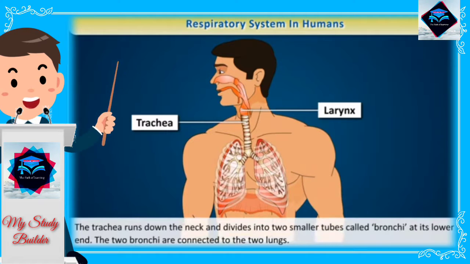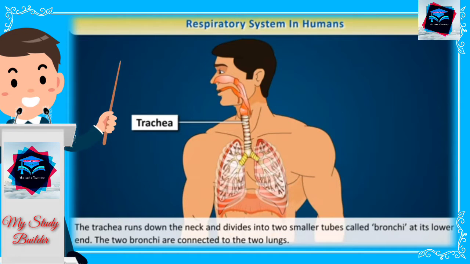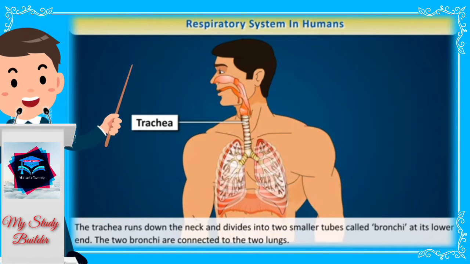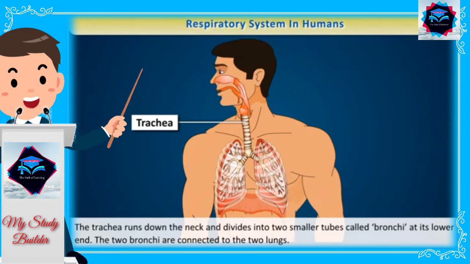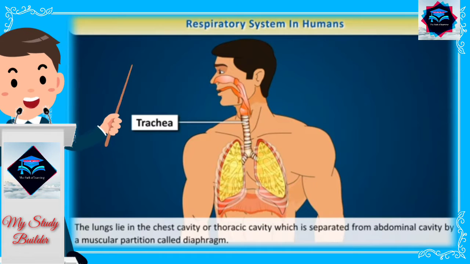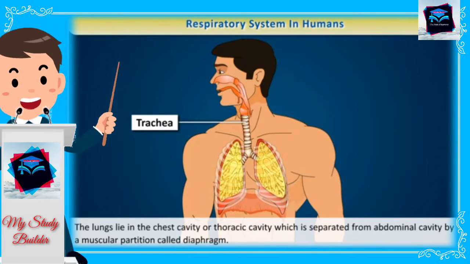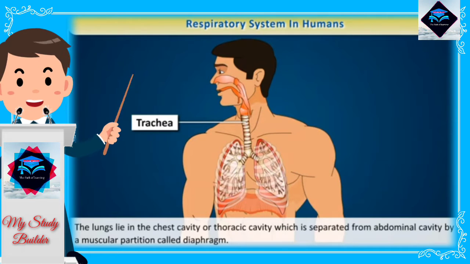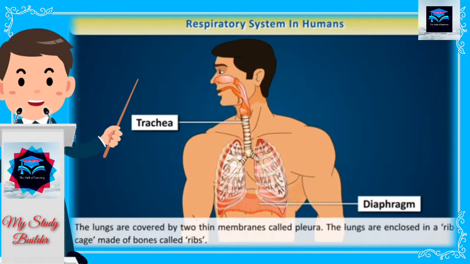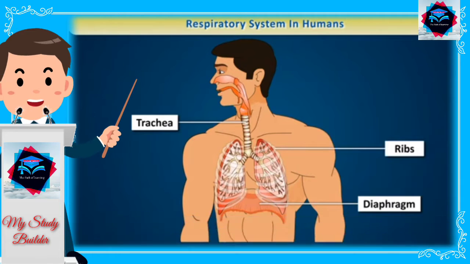The trachea runs down the neck and divides into two smaller tubes called bronchi. At its lower end, the two bronchi are connected to the two lungs. The lungs lie in the chest cavity or thoracic cavity, which is separated from abdominal cavity by a muscular partition called diaphragm. The lungs are covered by two thin membranes called pleura. The lungs are enclosed in a rib cage made of bones called ribs.